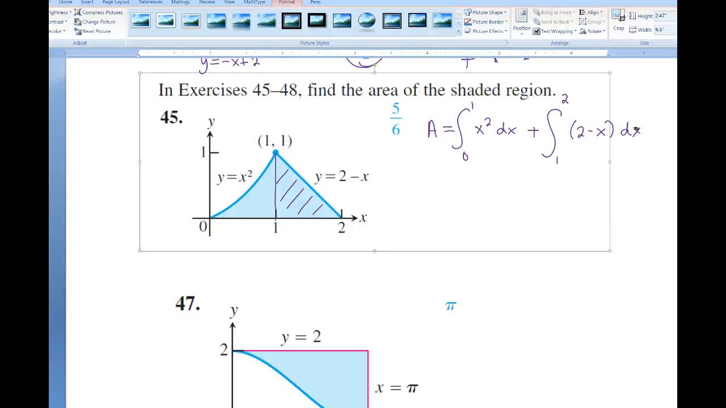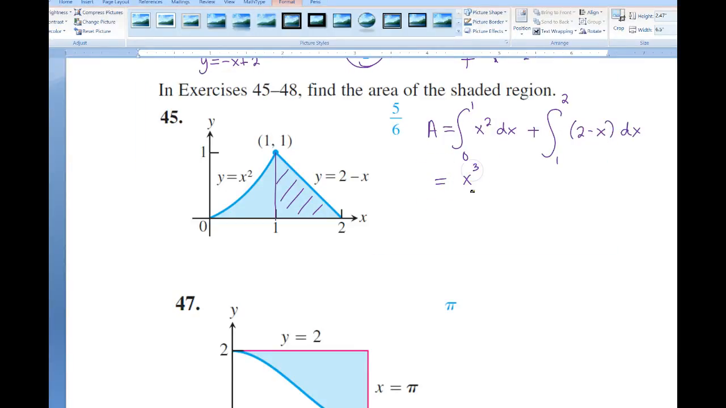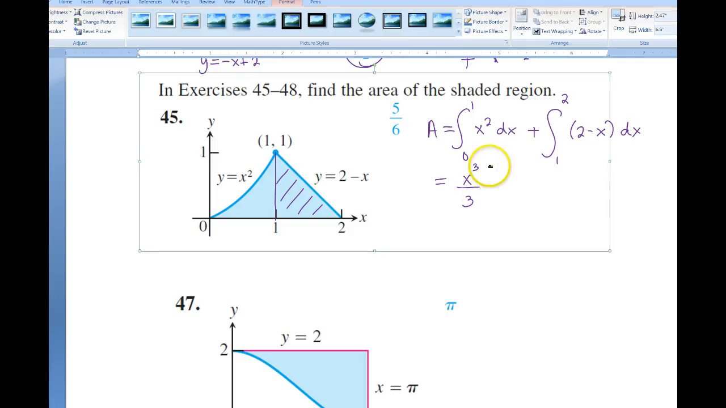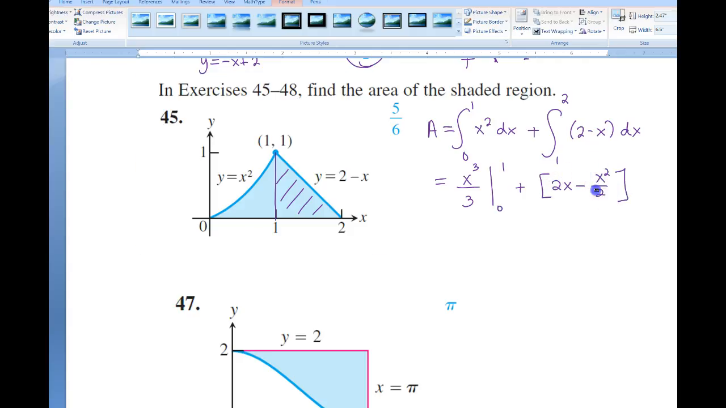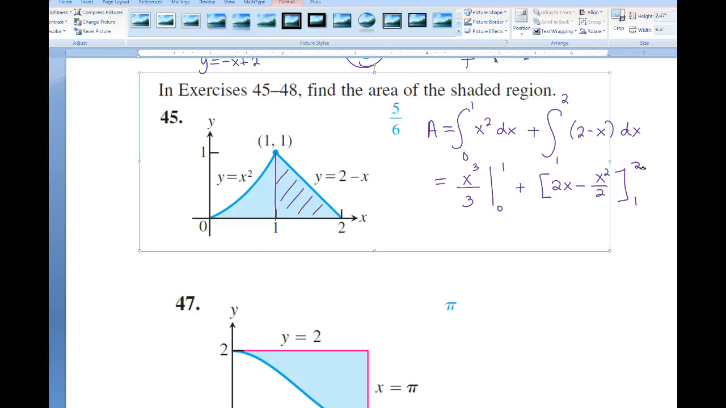So what's the antiderivative for x squared? It's x to the third over 3, evaluated from 0 to 1. And what's this one? This one's going to be 2x minus x squared over 2, evaluated from 1 to 2. So what do we get?